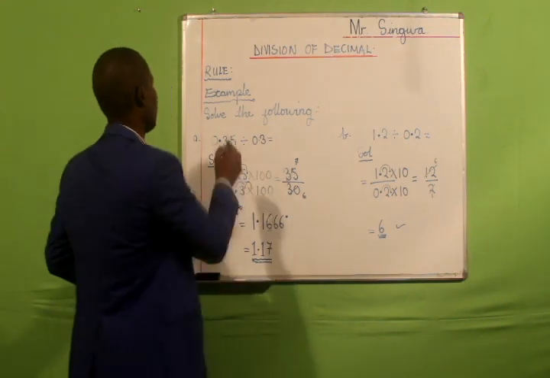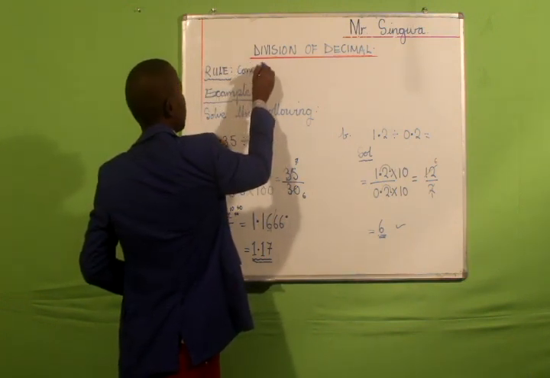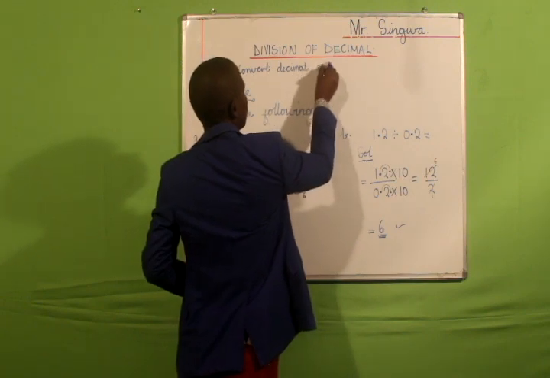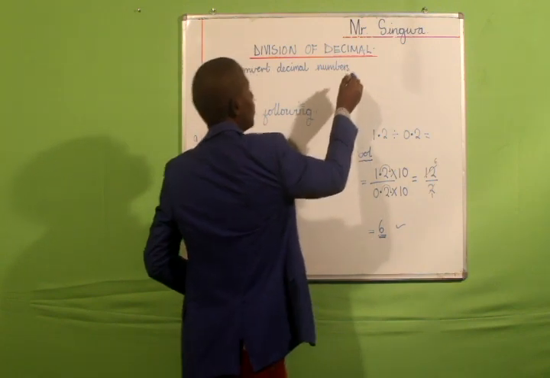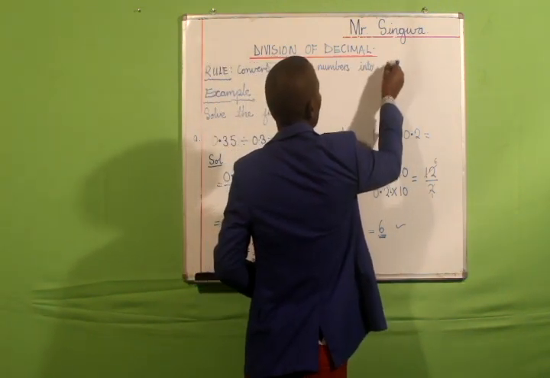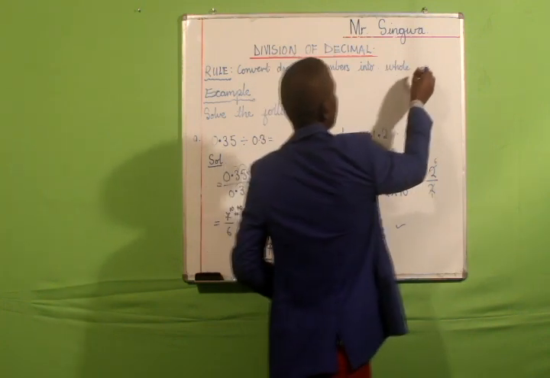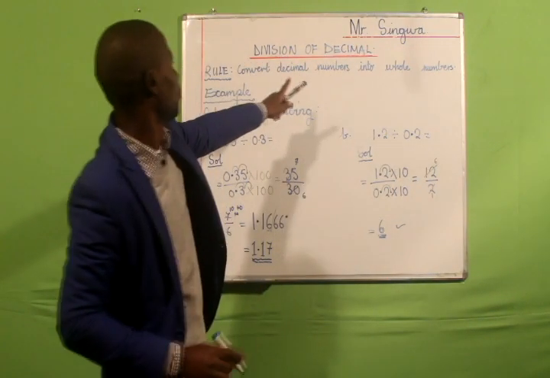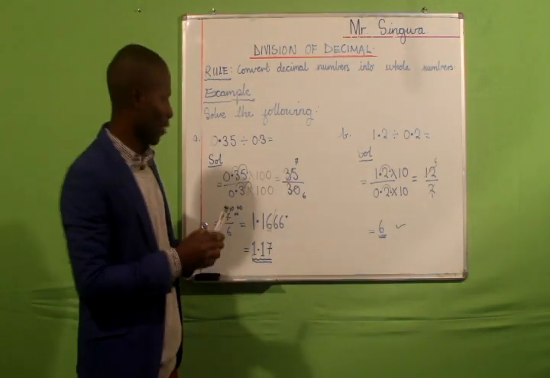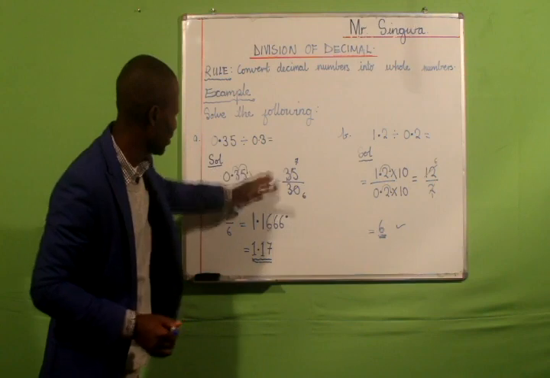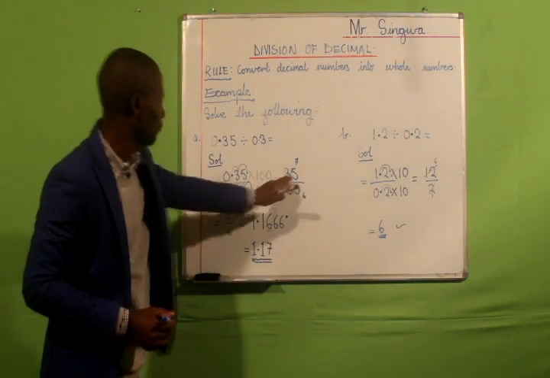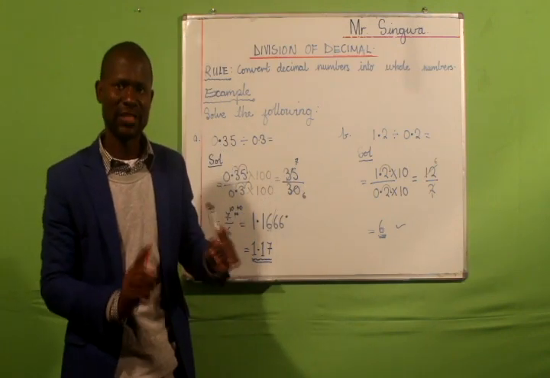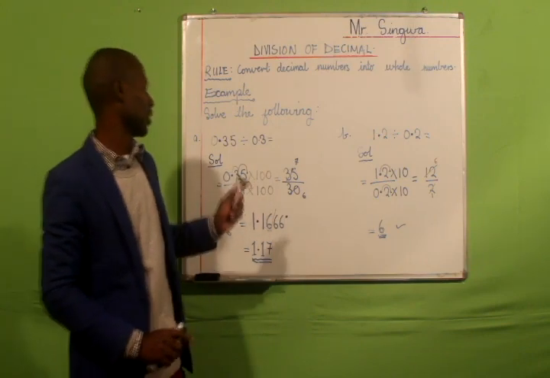Remember the rule I said: convert decimal numbers into whole numbers. First, begin by handling the conversions. Convert, and then after you convert, you divide. That is all. Convert the decimal numbers into whole numbers, both of them if you're dealing with two, and then later on you can divide.